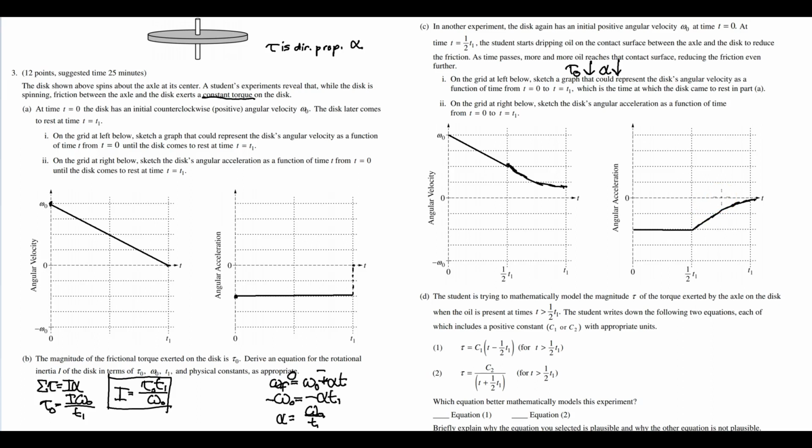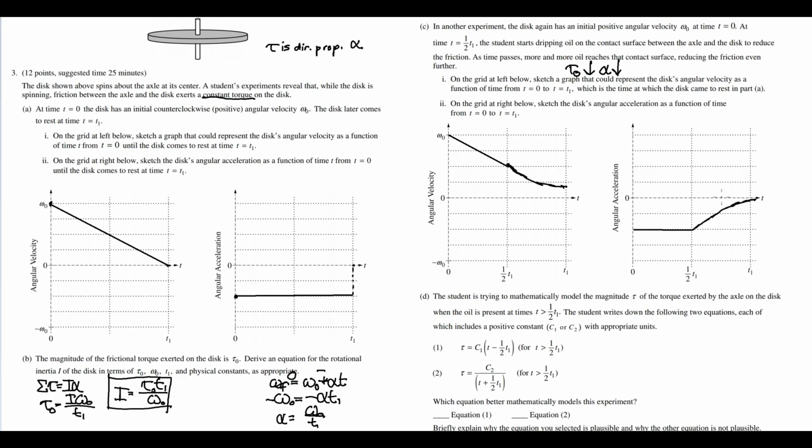So part D. The student is trying to mathematically model the magnitude tau of the torque exerted by the axle on the disc when the oil is present at times t greater than half t1. The student writes down the following two equations, each of which includes a positive constant, C1 or C2, with appropriate units. So you have equation 1 and equation 2 written right here. Which equation better mathematically models this experiment? Okay, so we're going to have to use our graphs for this.